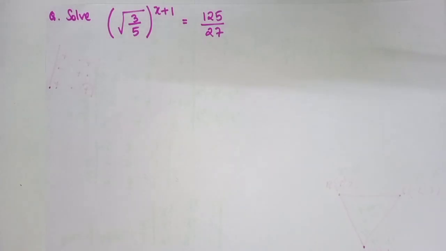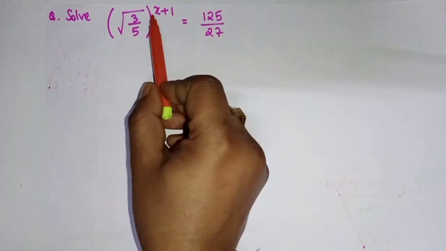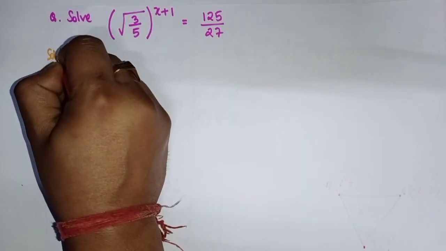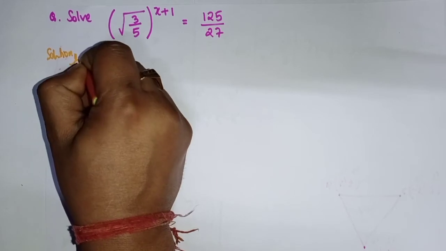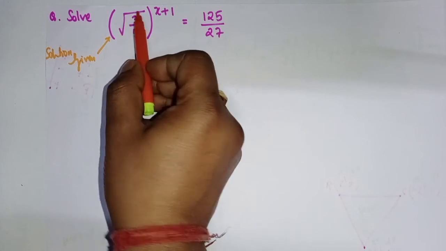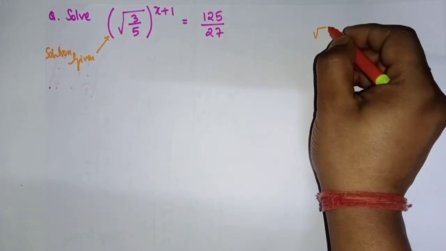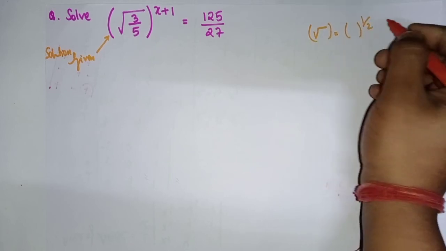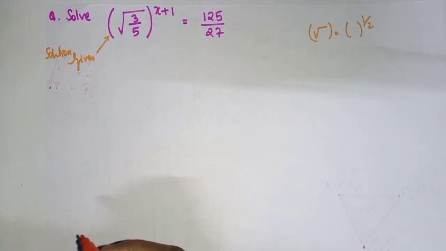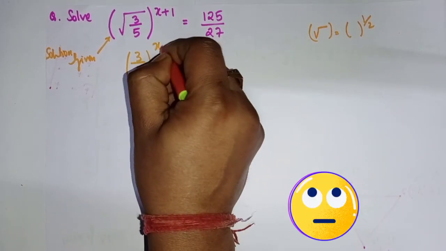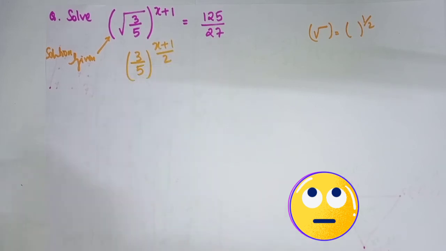Now in this question we have to solve. Again, solve means to find the value of x. We have x here. So given, solution. I'll take this as the given. As you know, there is a root, and we have already done that. Root, what can I write this as? Root I can write as 1 by 2. Similarly this I can write 3 by 5. So what will be this? x plus 1 by 2.